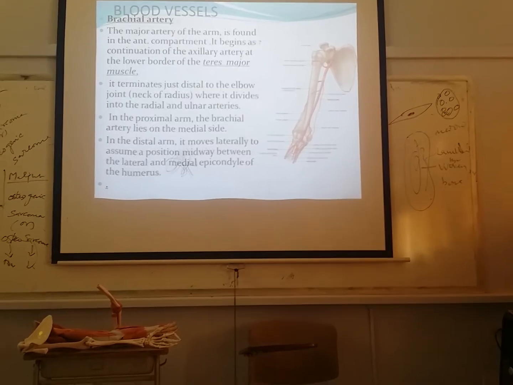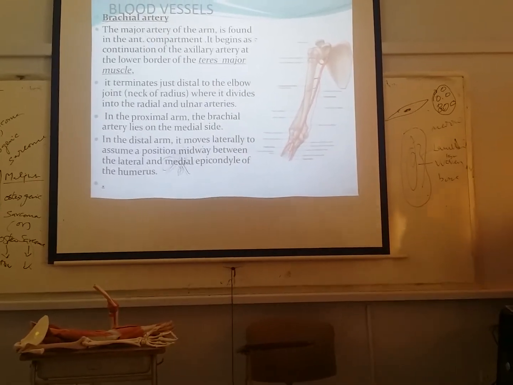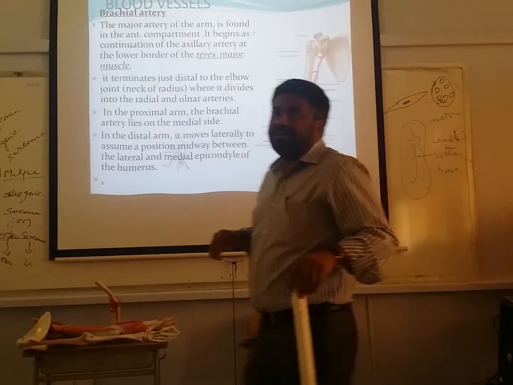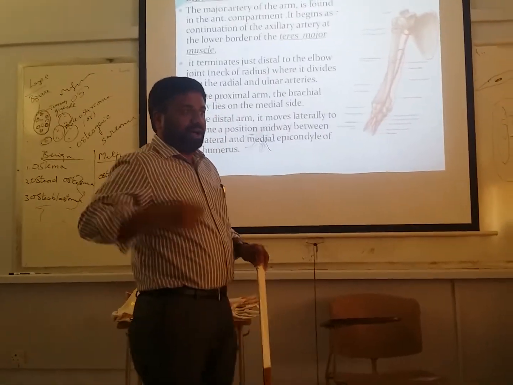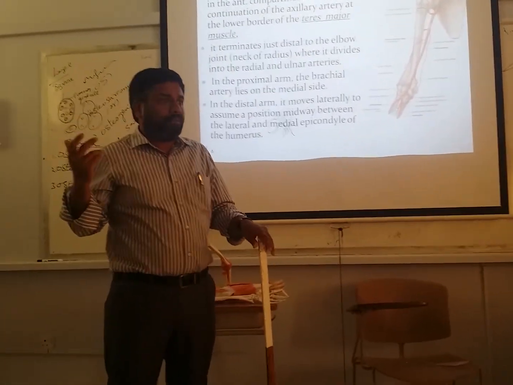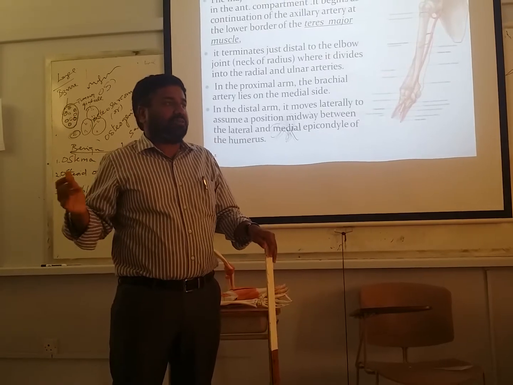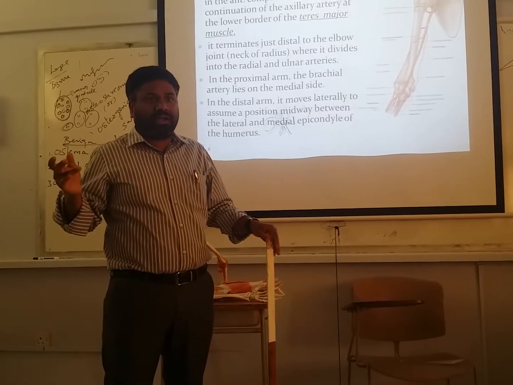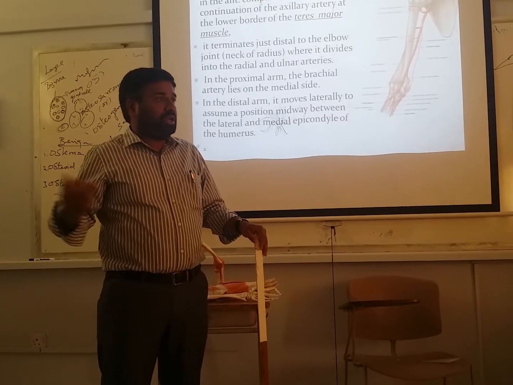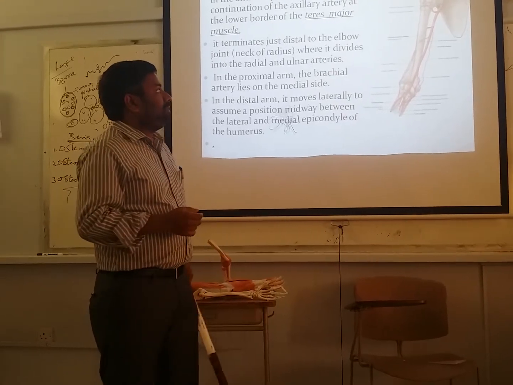So now blood vessels. What is the artery of the arm? It is the brachial artery. The arm is also called brachium. That's why the muscles are named brachii muscles: biceps brachii, triceps brachii, coracobrachialis. Similarly, the artery is known as the brachial artery.